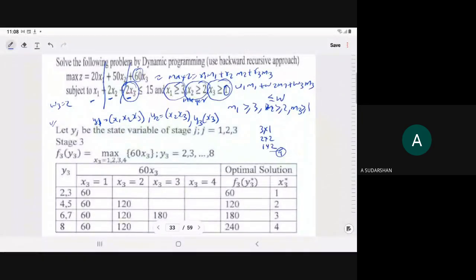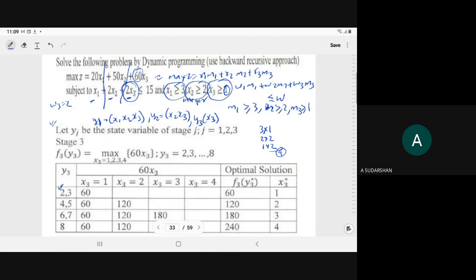So in the empty space of 0 or 1, you cannot allocate one item of 2 unit weight, right? For allocating one item of 2 unit weight, minimum 2 units you require as empty space. So that's why I have started this with a 2. In the table, in the Y3 column, I have started with the 2.